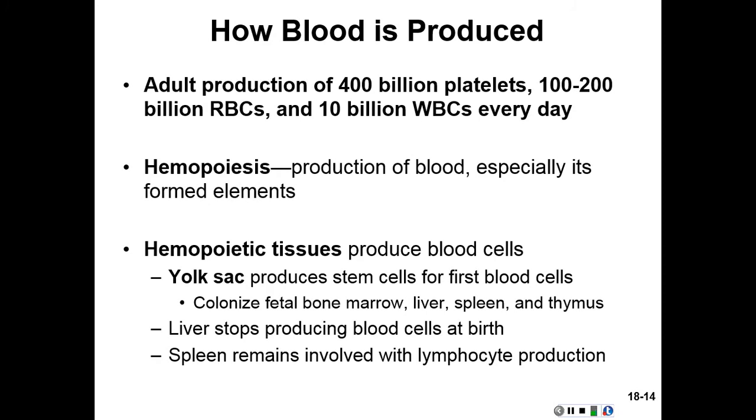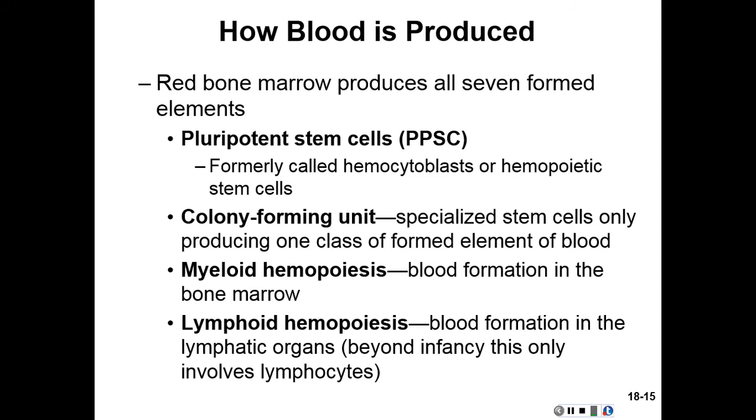Hemopoiesis is the production of blood cells. The hemopoietic stem cell produces and colonizes from the marrow, the spleen, and the thymus. These are the cells that give rise to all the different types of blood cells, based on the type of hormone that is going to influence it. The adult produces about 400 billion platelets, about 100 to 200 billion red blood cells, and 10 billion white blood cells on a daily basis.